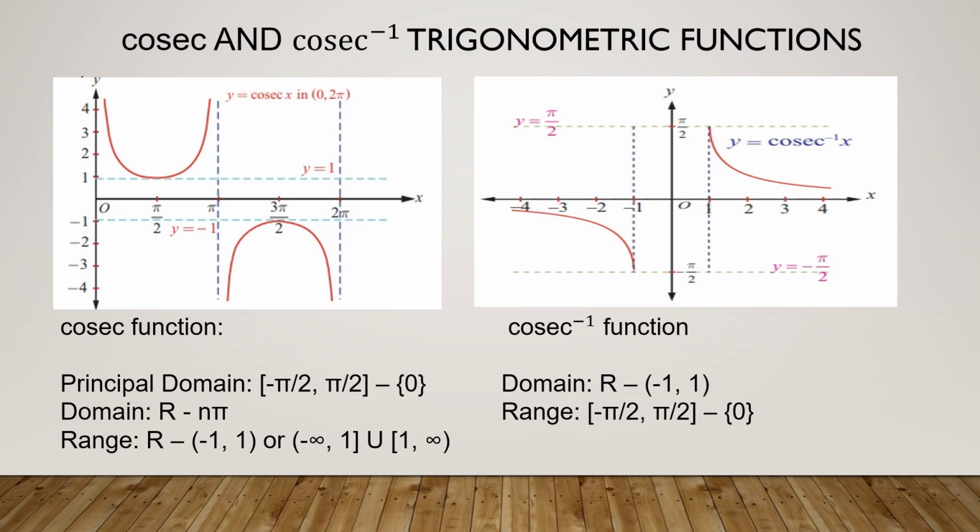Now the domain. Domain will be R minus n pi, because for pi, 2 pi, 3 pi, for all those values cosec will not be defined. So domain is R minus n pi. Range will be R minus (minus 1, 1) or minus infinity to minus 1 union 1 to infinity. So it will not take the values in between minus 1 to 1. Cosec inverse just by reversing. So the range of cosec will be the domain of cosec inverse, which is R minus (minus 1, 1). And the principal domain of cosec will be the range of cosec inverse, which is minus pi by 2 to pi by 2 minus 0.